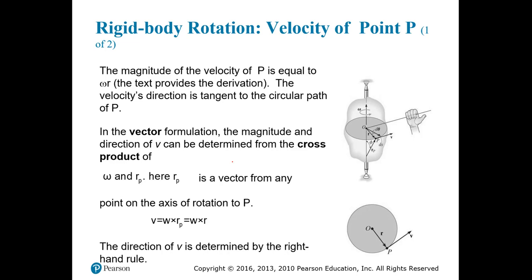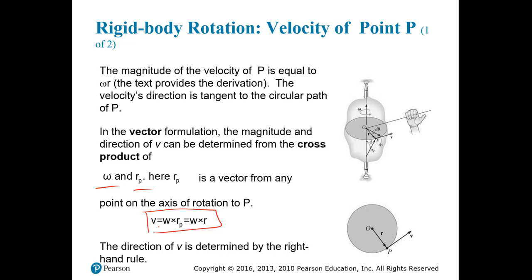The magnitude of the velocity of P equals angular velocity times the radius. The velocity's direction is tangent to the circular path. In the vector formulation, the magnitude and direction of v can be determined by performing the cross product of angular velocity and r_P, where r_P is a vector from any point on the axis of rotation to the point in which you're interested. An equation that relates them both is velocity equals angular velocity times the radius, and the direction of v is determined by the right-hand rule.